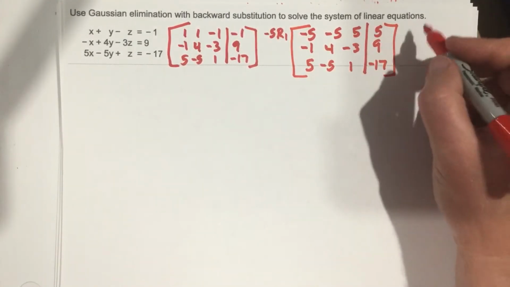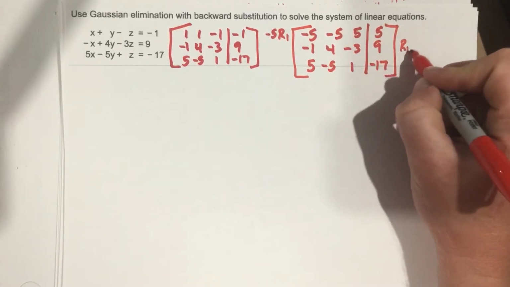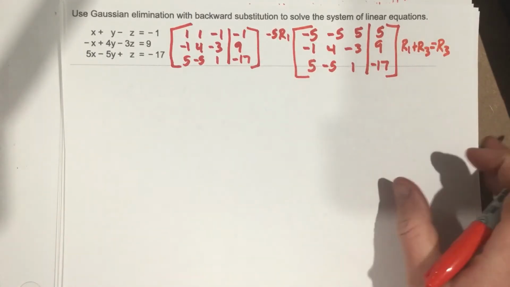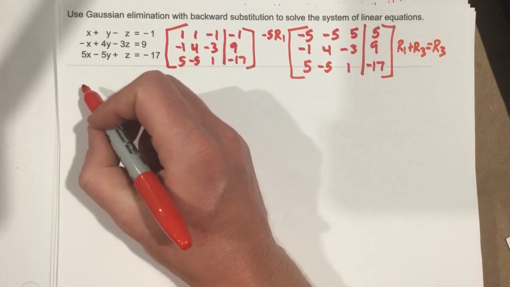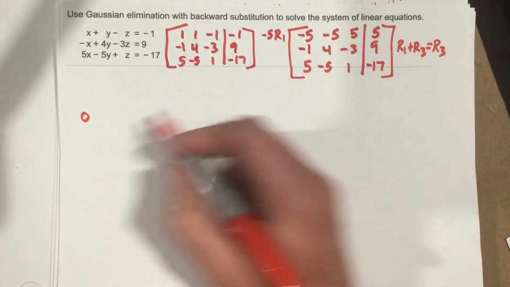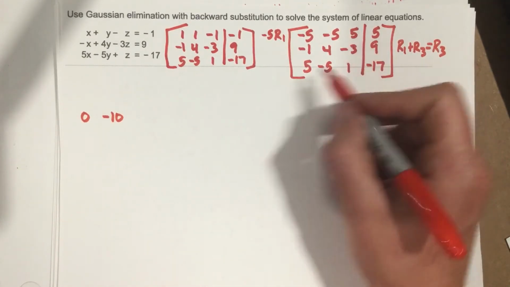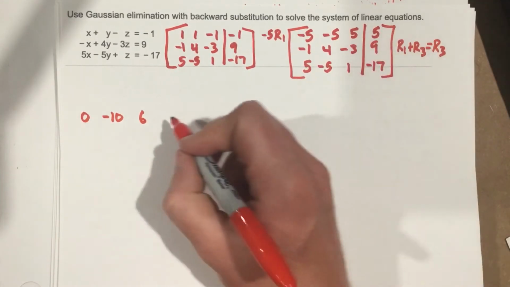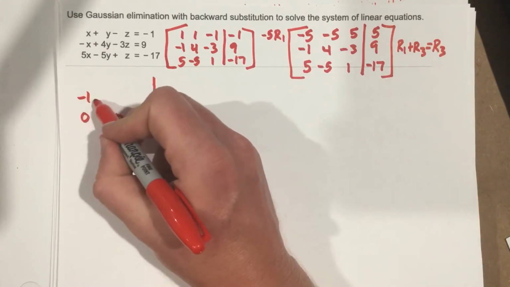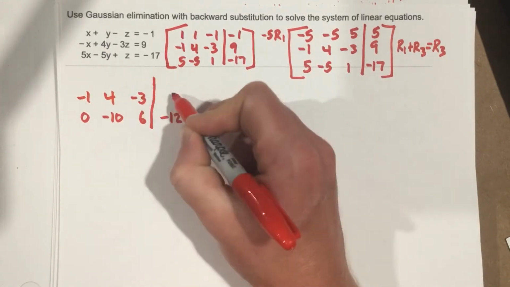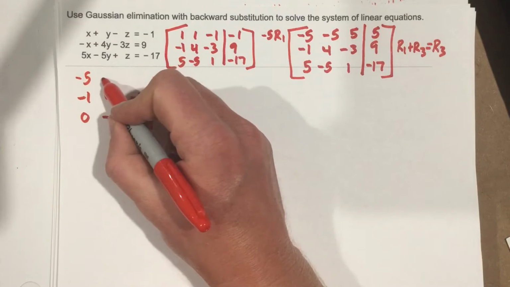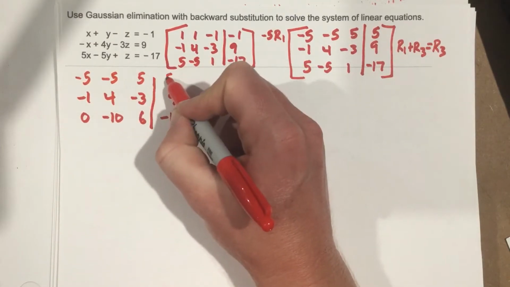Now I'm going to add row 1 plus row 3 equals row 3. So that's going to give you row 1 and row 3, that's 0. This will give you negative 10. This gives you 6. And this will give you negative 12. Leaving you with negative 1, 4, negative 3, 9. And then on top, you're going to have negative 5, negative 5, 5, and 5.